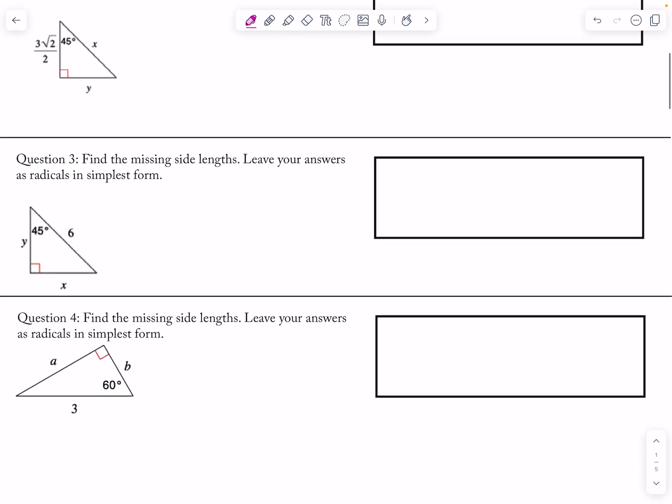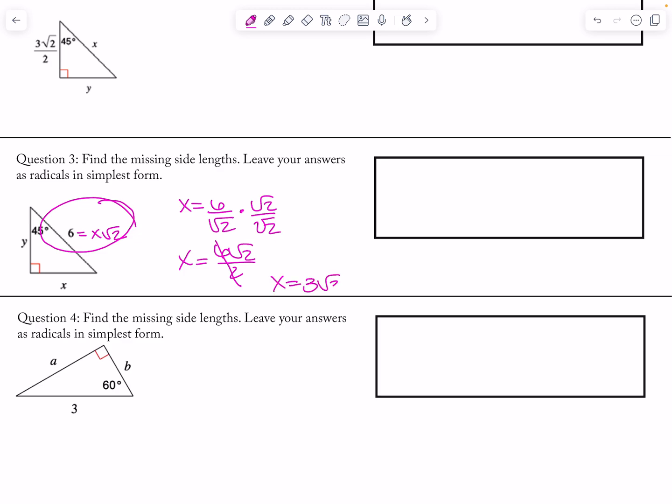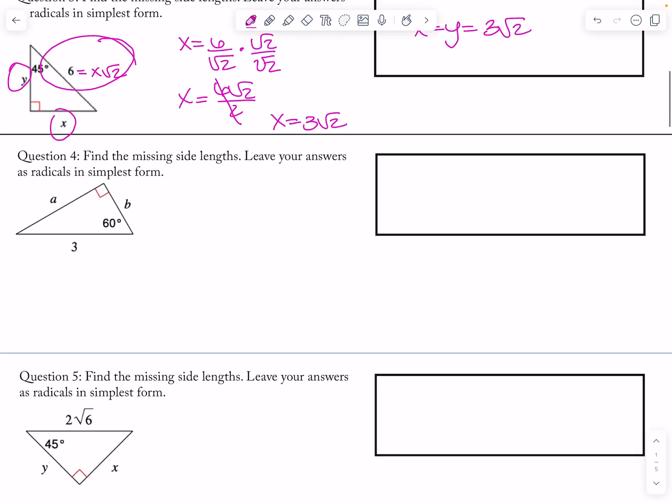Okay, so now question 3. This 6 is going to be equal to x root 2. So then again, x is equal to 6 over root 2, because I can divide both sides here by root 2, rationalize my denominator. So I get 6 root 2 over 2. And then my 6 and my 2 reduce to this, as x is equal to 3 root 2. Because it's an isosceles triangle, then x and y are both equal to each other. So they're both equal to 3 root 2.